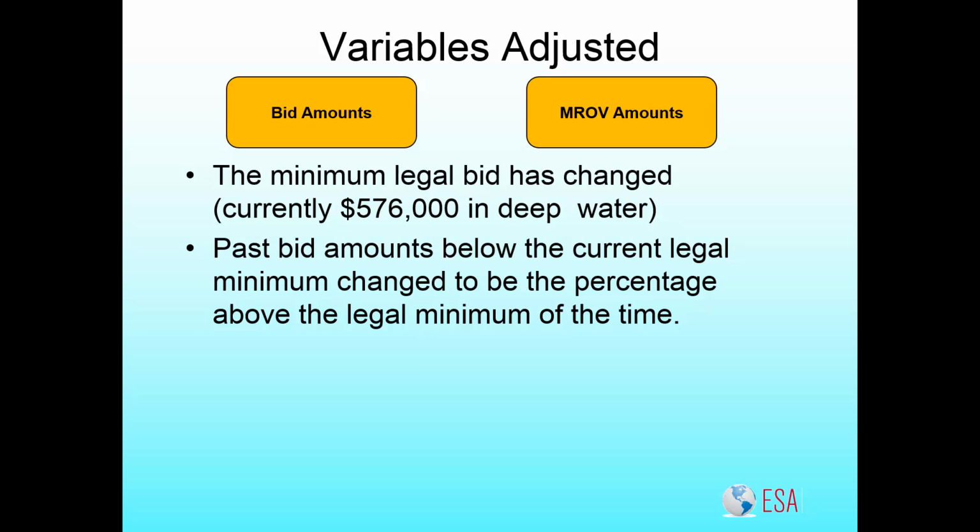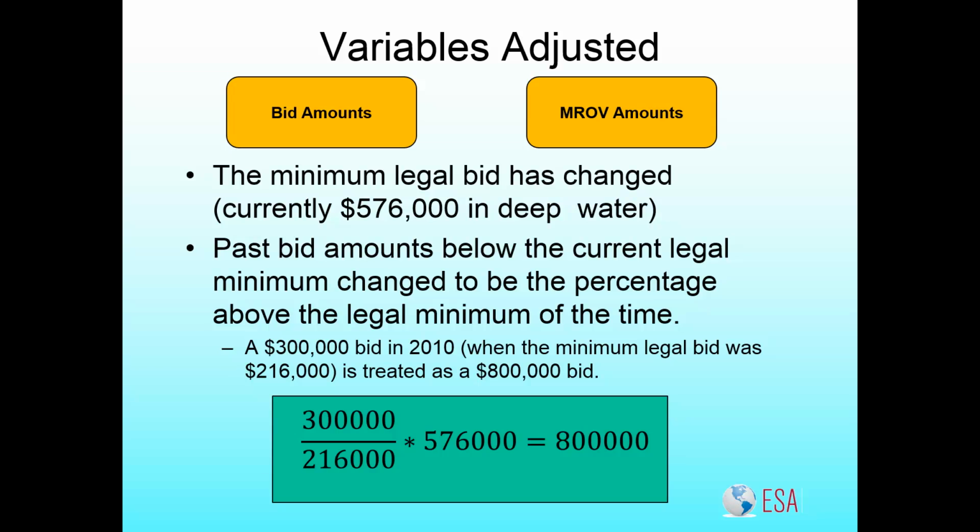So what we do is if your past bid amount was below the current legal minimum, it was changed to be the percentage above the legal minimum of the time. So for an example, $300,000 bid in 2010, the minimum legal bid was $216,000. Today we would treat that as $800,000 bid, and that's what goes into our training model. And that just keeps everything a little more accurate to what we think would really be going on.